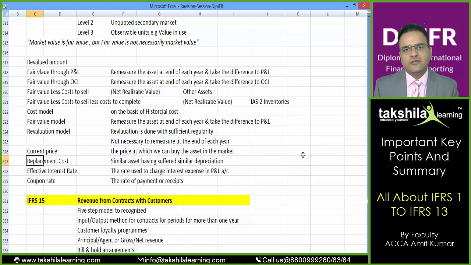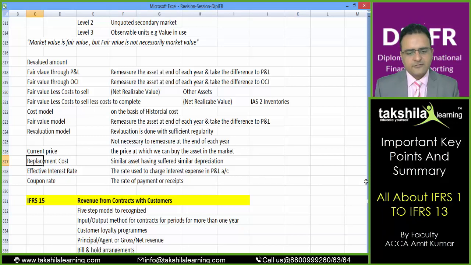Replacement cost is, suppose there are two brothers and one of the brothers is given a Mercedes which was 10 years old. The second brother was told that we'll be buying you a new one. Is it justified? So what we do, we go to the market, look for a Mercedes which is 10 years old, same color, same type, and we buy the same Mercedes, so it is similar to it. That is the replacement cost of the asset. What if a similar asset having suffered similar depreciation is to be recorded? That is the replacement cost of the asset.